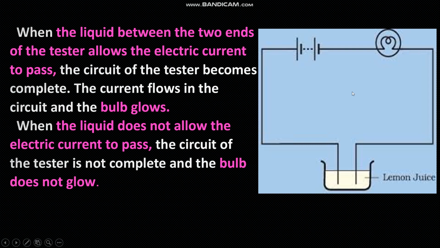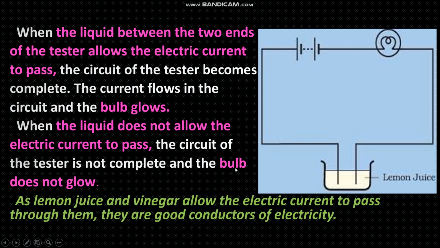When the liquid does not allow the electric current to pass, the circuit of the tester is not complete and the bulb does not glow. So, if the liquid taken here is conducting electricity, the bulb glows. If it does not conduct electricity, the bulb does not glow. Here, in this example, as lemon juice and vinegar allow electric current to pass through them, they are good conductors of electricity.